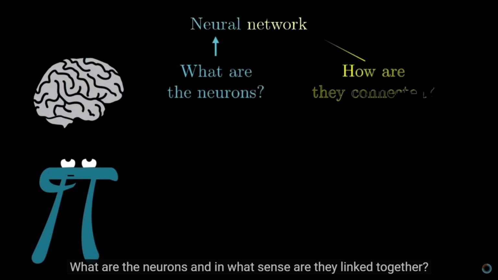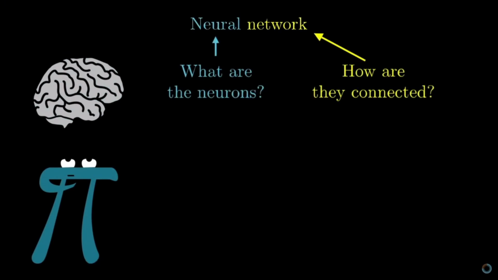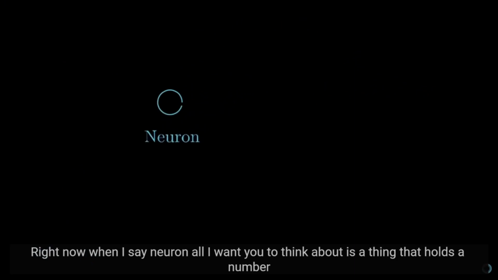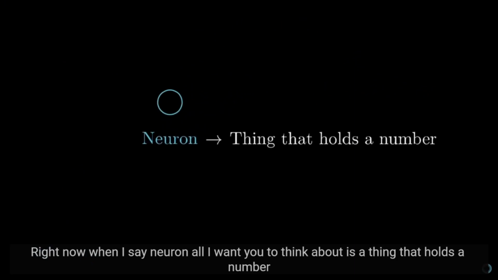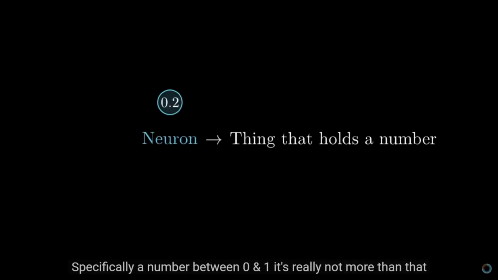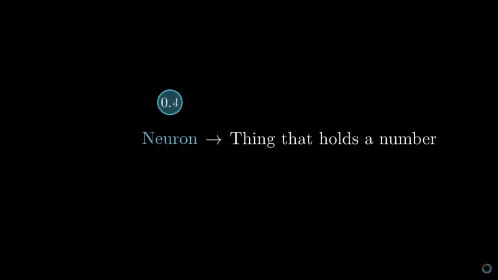What are the neurons, and in what sense are they linked together? Right now, when I say neuron, all I want you to think about is a thing that holds a number. Specifically, a number between 0 and 1. It's really not more than that.